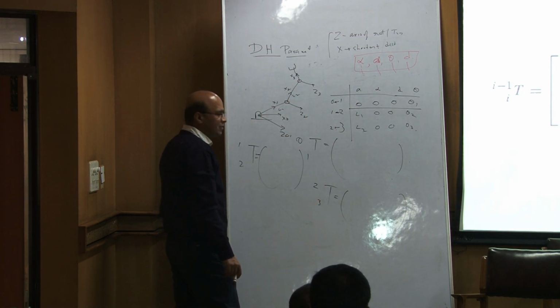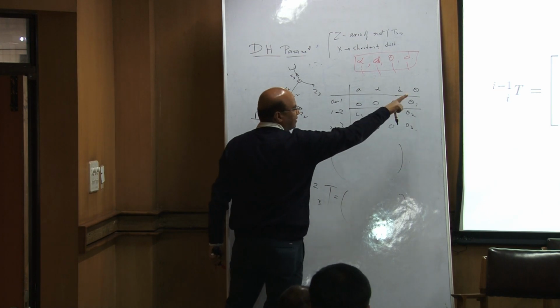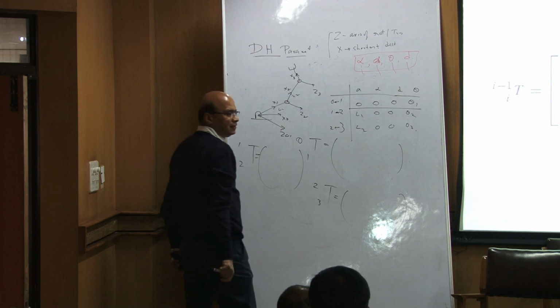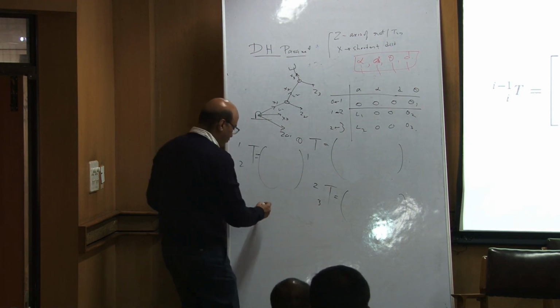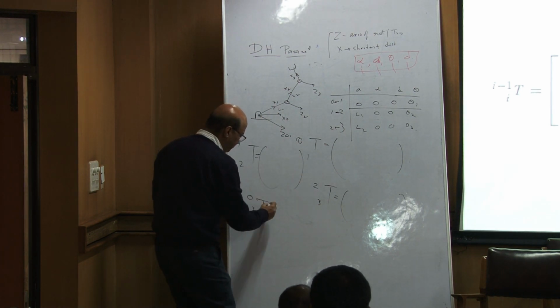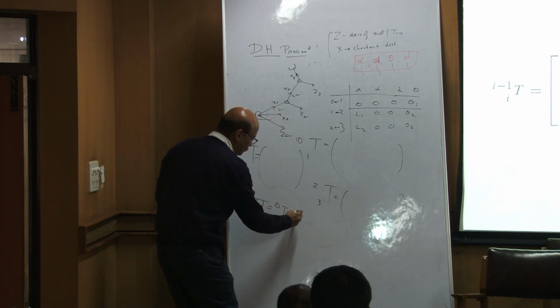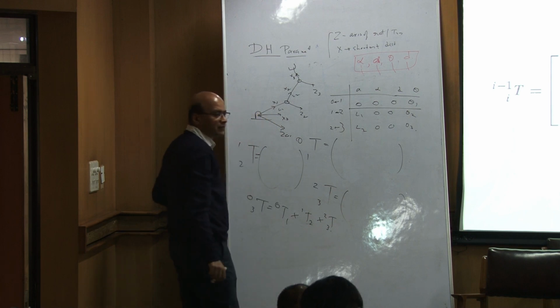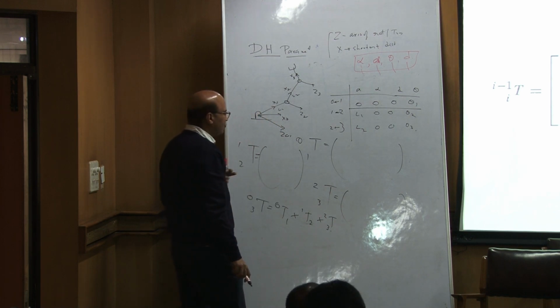Right? So what I can do is I can take this row there, then I take this one, put it there, and you get 3 matrices. Now, if I want the total one, 0 to 3, it is simply a multiplication of T0 to 1, 1 to 2, T2 to 3.